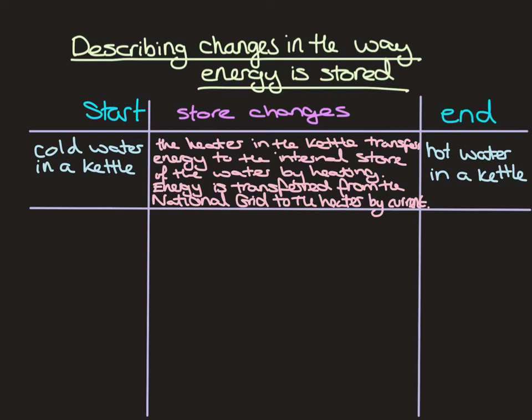If you want to take this a little bit further, you can say, well, where has the heater got the energy from that it transfers into the thermal store or the internal store of the water? And that energy is being transferred from the national grid to the heater by the current. Okay, so we've got current doing work, transferring energy from the national grid to the heater, and then work is being done via heating to transfer the energy from the thermal store of the heater to the thermal store of the water, so that we get hot water in the end.